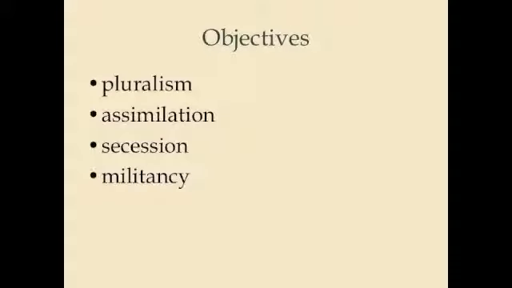Minority groups usually have one of these four objectives. The first, pluralism, means that the group maintains its uniqueness but shares equal standing in society. Assimilation is when the group adopts the dominant culture and tries to blend in with the larger society. Secession means that the group breaks off from the larger society to form a society of their own, and militancy is when the group engages in combat with the dominant group.